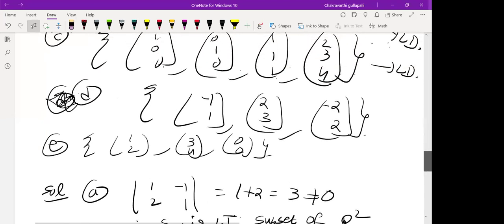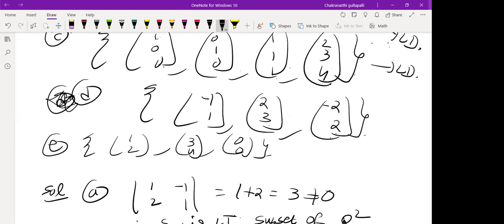Fourth one. Is it linearly independent or dependent? Dependent. Why? The third vector is a multiple of the first vector. The third one is 2 times this. If one is a multiple of the other, then it is linearly dependent.